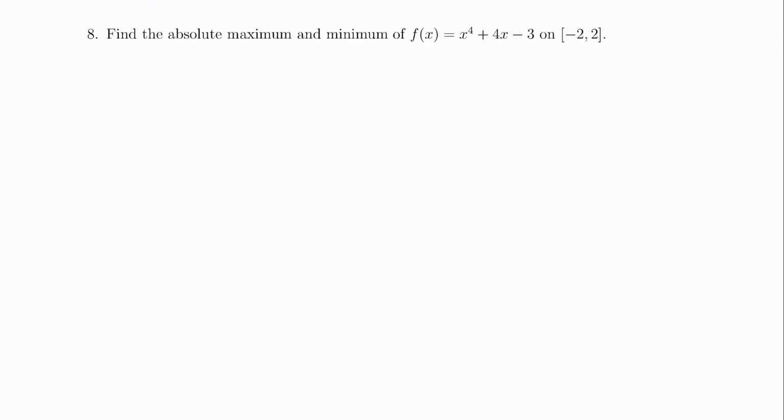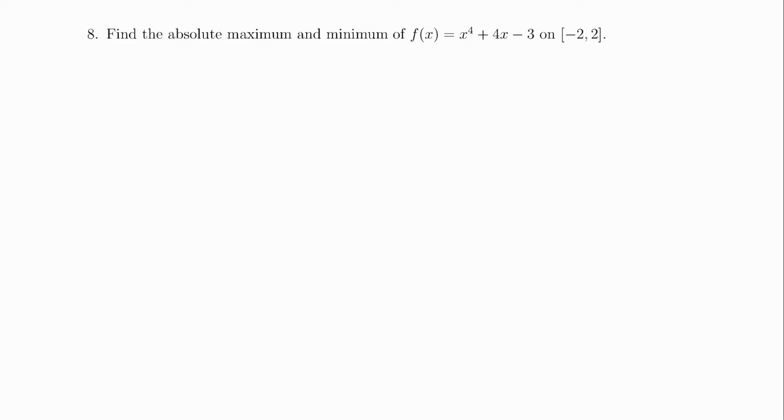Number 8, we want to find the absolute maximum and minimum of f of x equals x to the 4th plus 4x minus 3 on the closed interval from minus 2 to 2. So let's remember that on a closed interval, we always have an absolute maximum or a minimum. Why is that? That's kind of a good question.